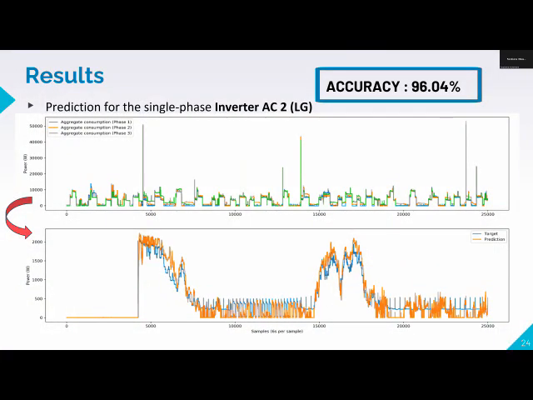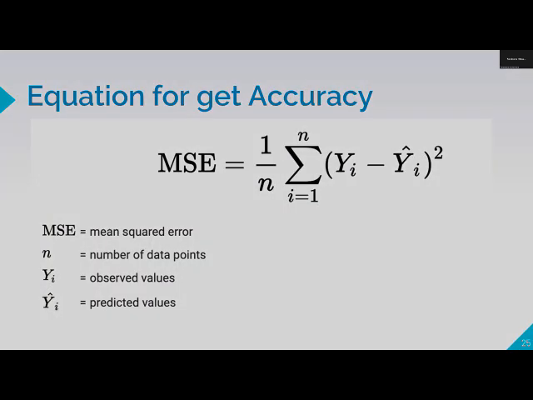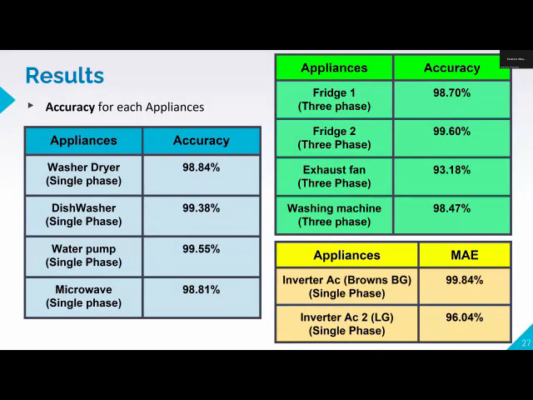So this is inverter type AC 2. You can see the prediction and the rest. Finally, we were able to achieve this much accuracy in this research, right?